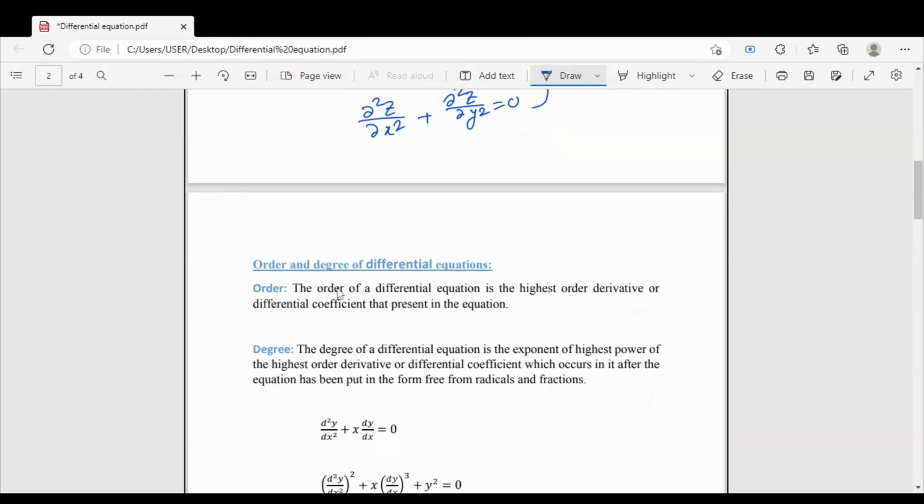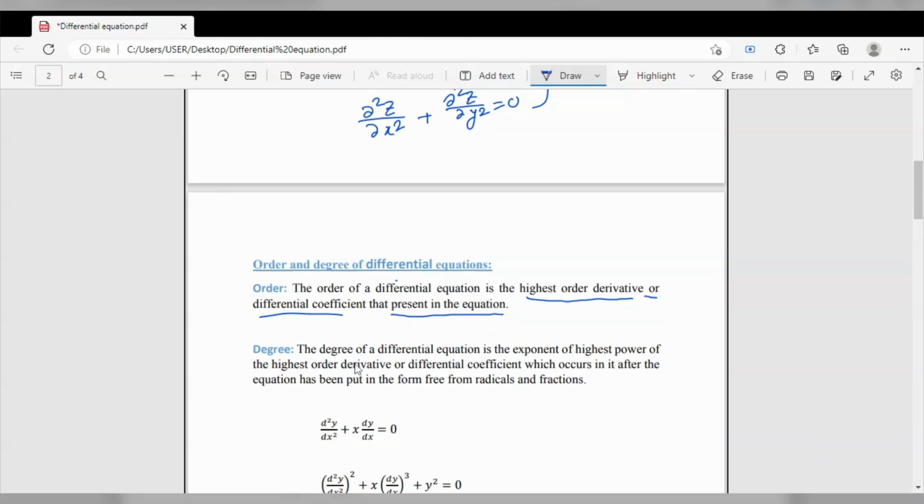Now, order and degree of a differential equation. The order of a differential equation is the highest order derivative or differential coefficient present in the differential equation. The degree of the differential equation is the exponent of the highest power of the highest order derivative.